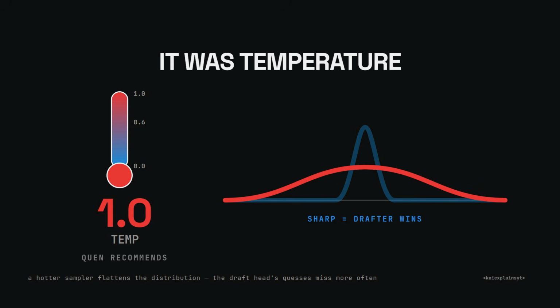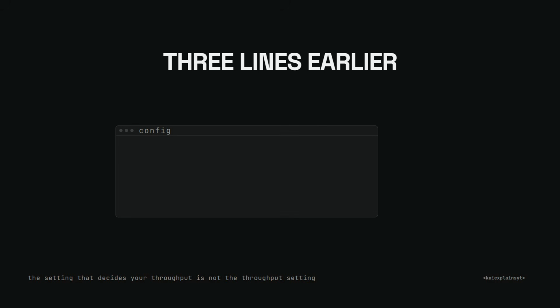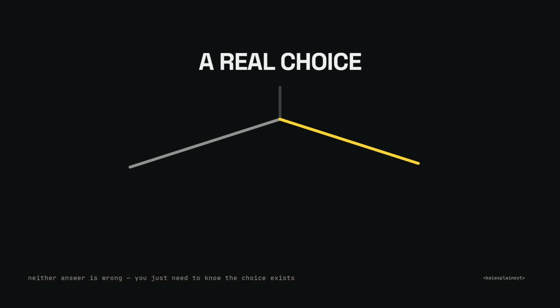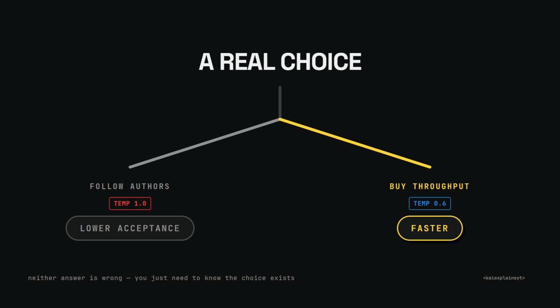A hotter sampler flattens the probability distribution over the next token, which makes the draft head's guesses wrong more often, because the full model is picking from a more spread out distribution that the drafter can't predict as reliably. He swept temperature downward and watched acceptance climb. Draft accuracy went up. Speed went up. So the setting that decides your throughput is not the throughput setting. It's the temperature setting, 3 lines earlier in your config. And it puts a real choice in front of you. Do you follow the model author's recommended temperature and accept lower draft acceptance, or do you turn it down to buy throughput? Neither answer is wrong, but you need to know the choice exists.